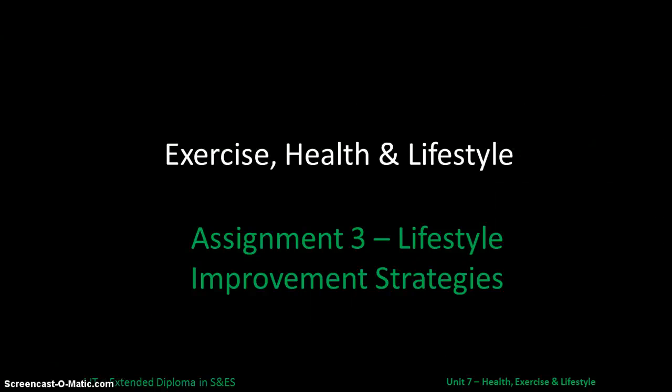Okay, so in the assignments so far in the exercise, health and lifestyle units, you've learnt about the kind of lifestyle factors that might affect somebody's health and well-being in assignment 1. In assignment 2, you gathered information from a client and evaluated their lifestyle, so you kind of know what their strengths and weaknesses are. And now assignment 3 brings you on to actually use that information again to suggest and recommend some strategies to improve those areas in their lifestyle that need improving.